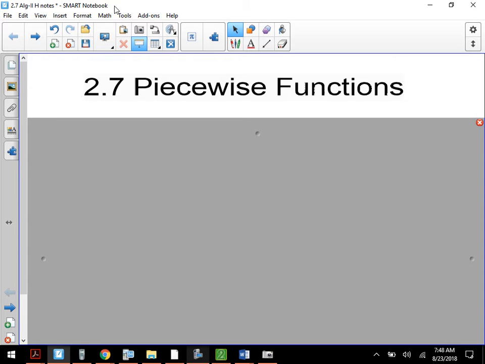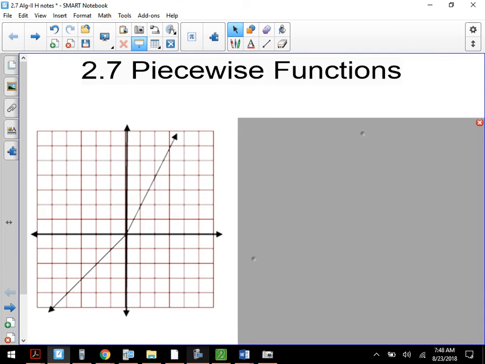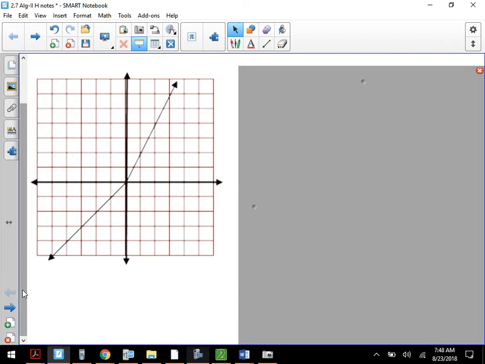Probably haven't done. What we're talking about today are these things called piecewise functions. And what piecewise functions are, don't draw this, they're literally pieces of functions. If you look at this graph, notice how it's increasing at a steady rate. It hits a certain value of x, and then it increases at a different rate. See how it changes like that?